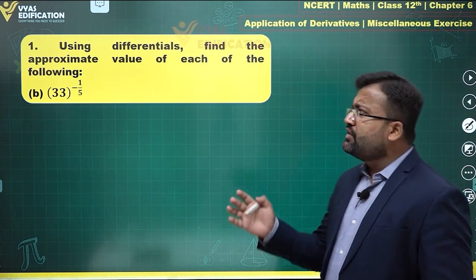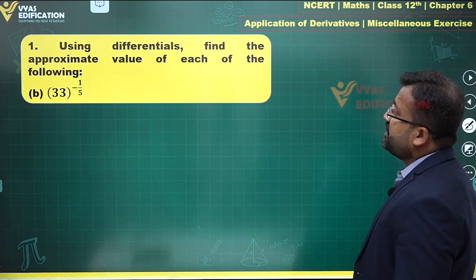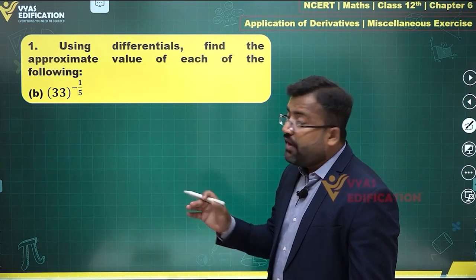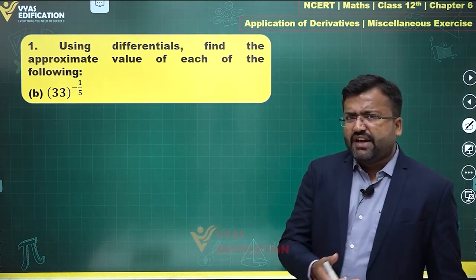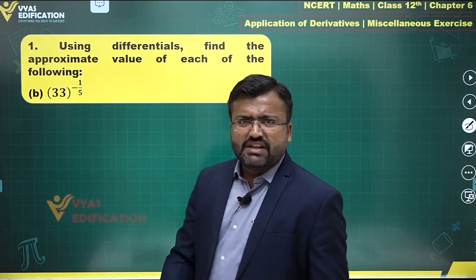The second part of this question says that we have to find the approximate value of 33 power minus 1 by 5. Now, how do we deal with this? Power 1 by 5 is something that we have dealt with in the exercises itself. This is power minus 1 by 5. We can deal with this one as well.